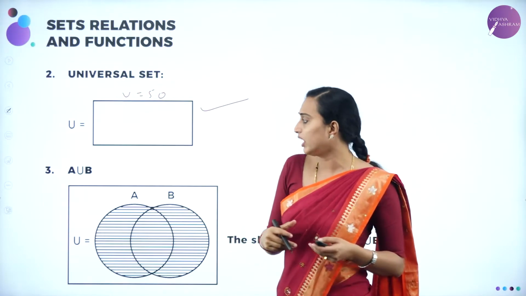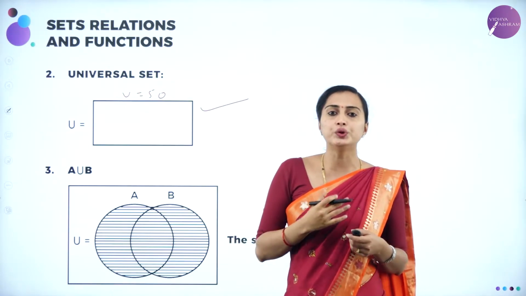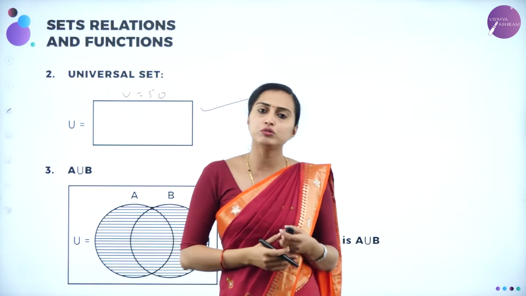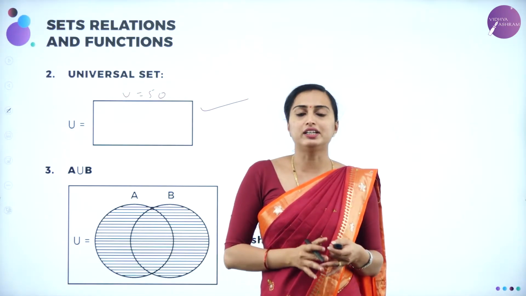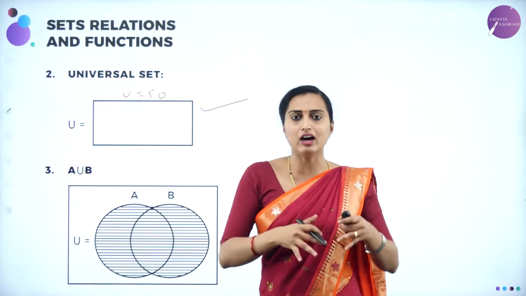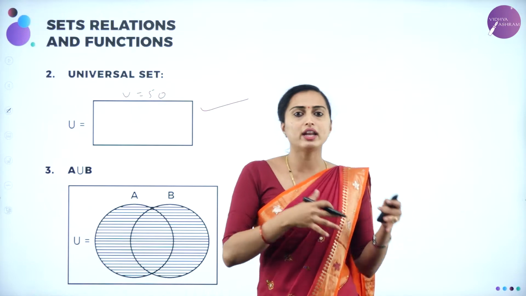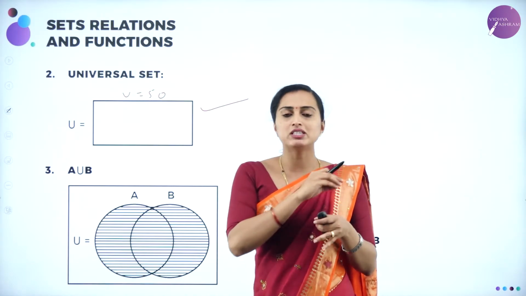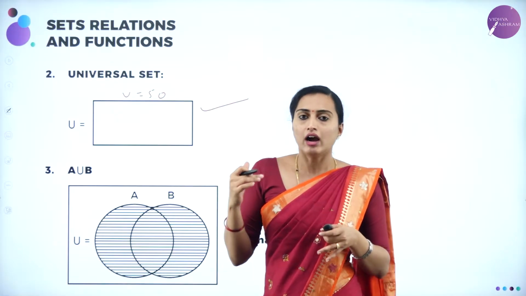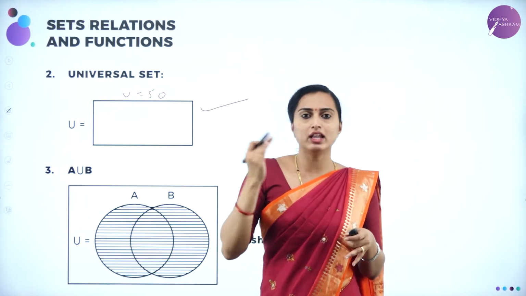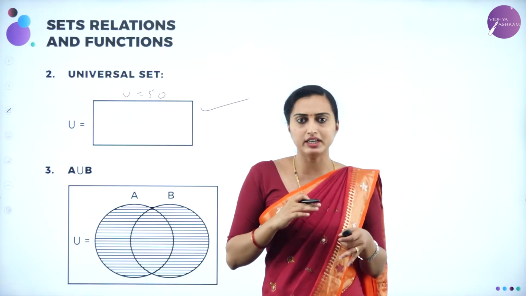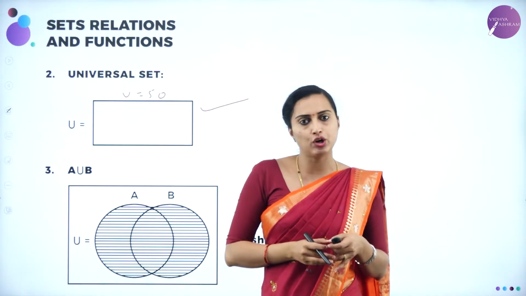Understood? Then, how are we going to represent the union of two sets? What do we mean by union of two sets? The union of two sets is the set of elements which are either in A or in B or in both. It is written as A union B. It is nothing but all the elements of A, all the elements of B, or all the elements of both A and B, isn't it? That is what you call A union B.